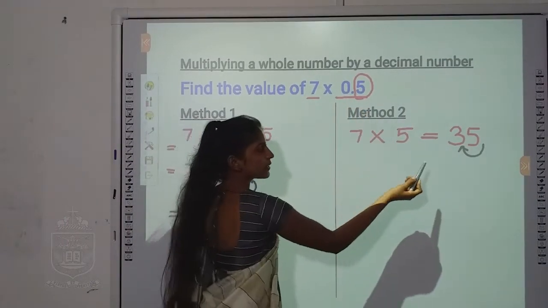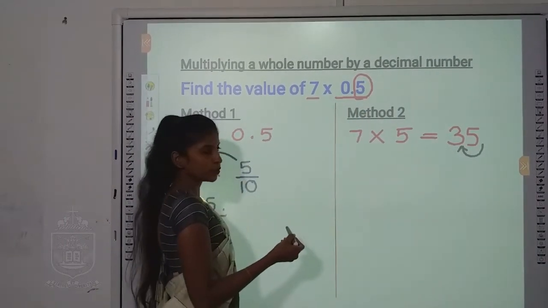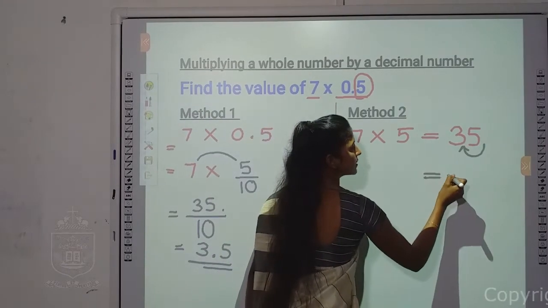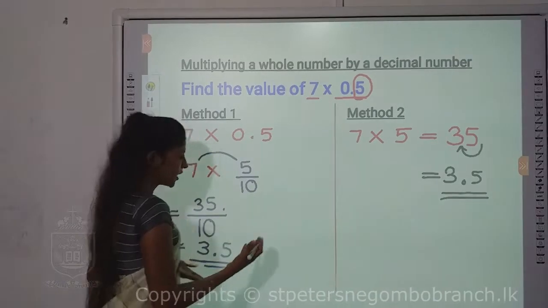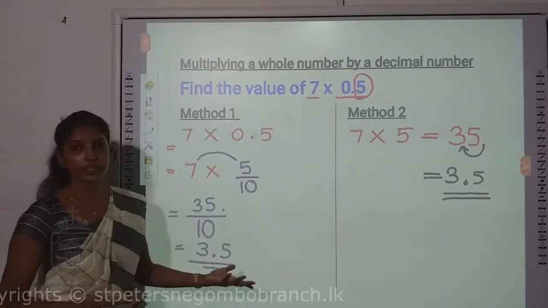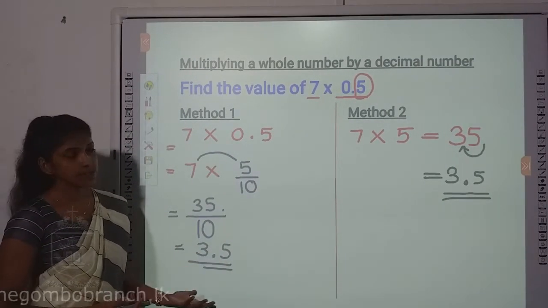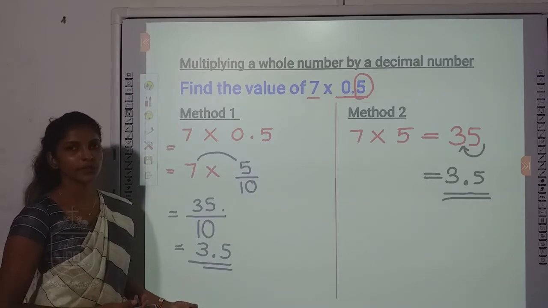One decimal place, one place should be moved. So what's the answer? Answer is 3.5. Now you all can see both answers are same but two different methods. So understand what is the easy method for you all and then perform calculation.